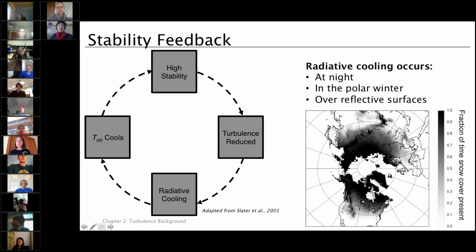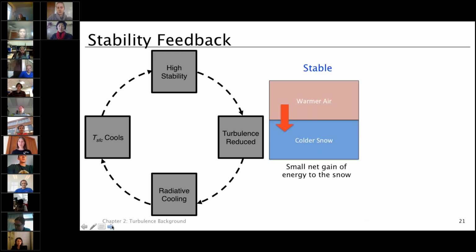and places with lots of snow are going to have this problem, which you can see in terms of a climate model trying to represent what's happening over the Arctic. If you can't get this right, you're going to have some problems with what's happening in the Arctic in the winter. So again, here's a picture of stable conditions.